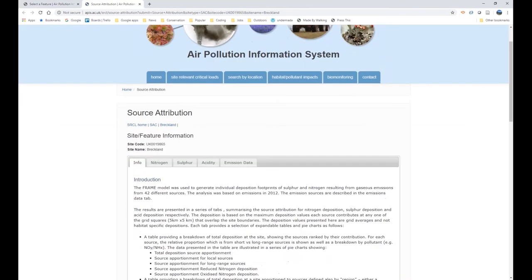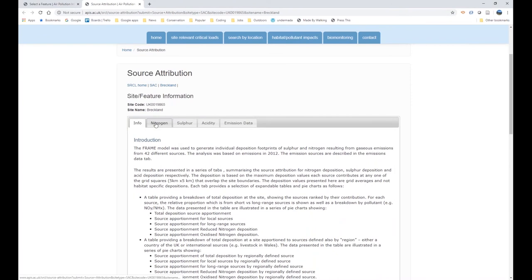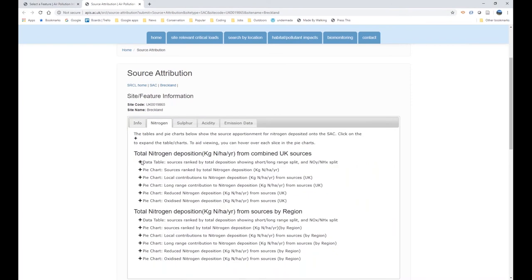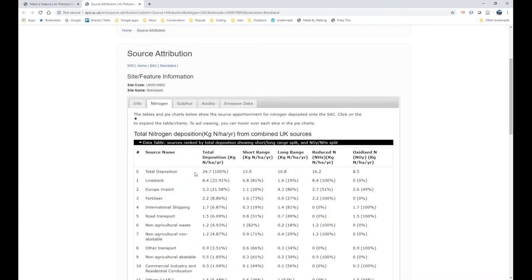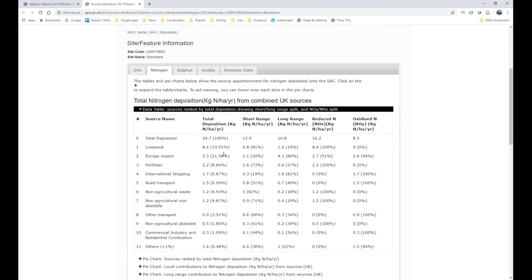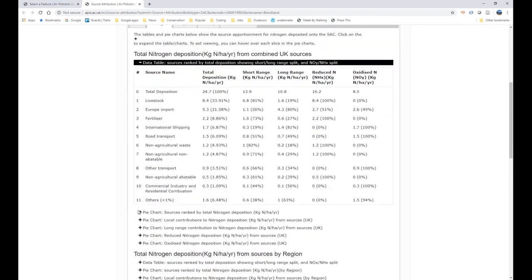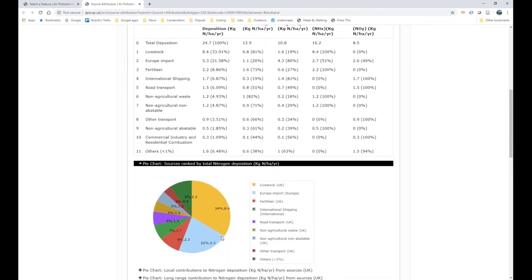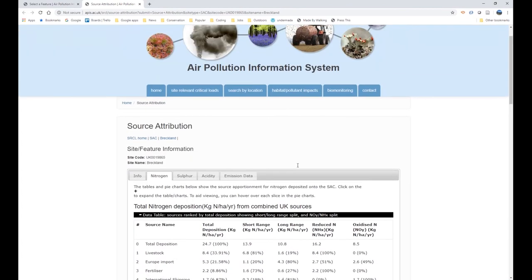This source attribution tab gets calculated in real time for these different pollutants, and it tells you the major sources that are contributing to that designated site. There's a table here, we see livestock, but also Europe imports, so lots flowing over the channel towards the Brecks. For those of you who like pictures, there are pie charts as well, but don't get hung up on the colors because they're ordered by the major number, so the colors change for the sources. That is the Air Pollution Information System for one protected site.